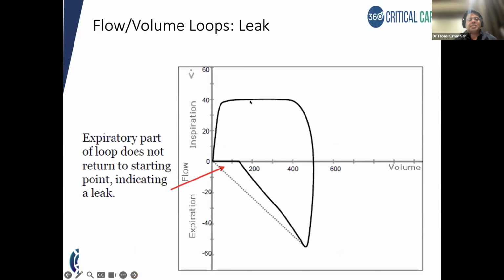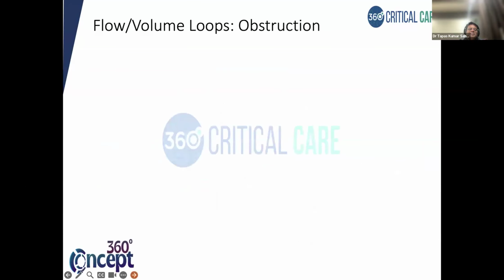Clear? Now, coming to the picture. Here inspiration, now the expiration. Now the expiratory part of the loop is not returning to the starting point. That means there is a definite significant leak happening. Okay. And you can also quantitate the leak, the volume leak, how much is actually affecting. So it should be 450, but here you are almost losing at 250. So that means it is not reaching the baseline.